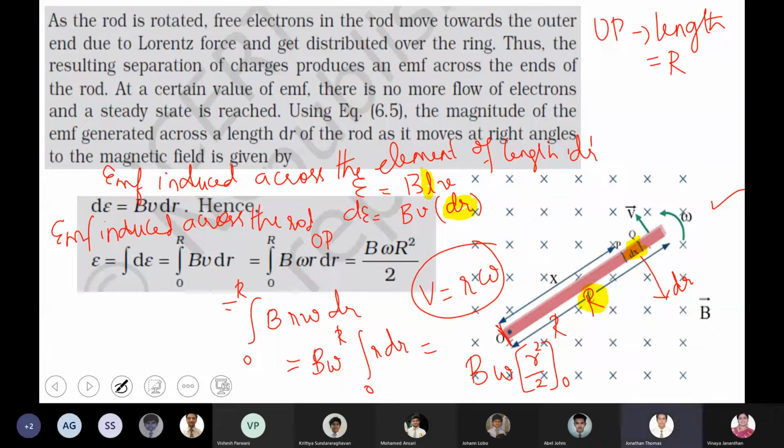So is this rotational EMF? Yeah, this is the rotational EMF, B omega R squared by 2. Ma'am, it doesn't have any motional EMF now, no? Is there only rotational EMF? It's rotational EMF.